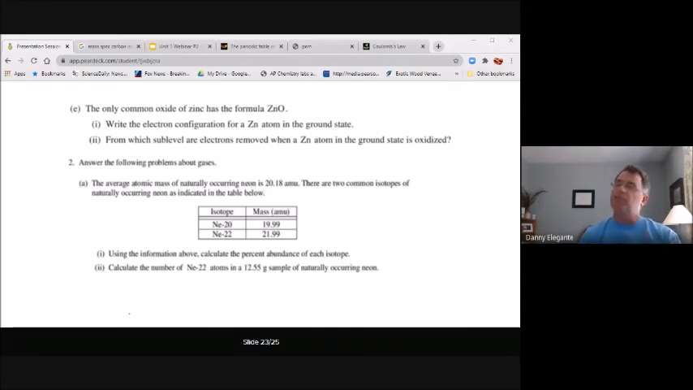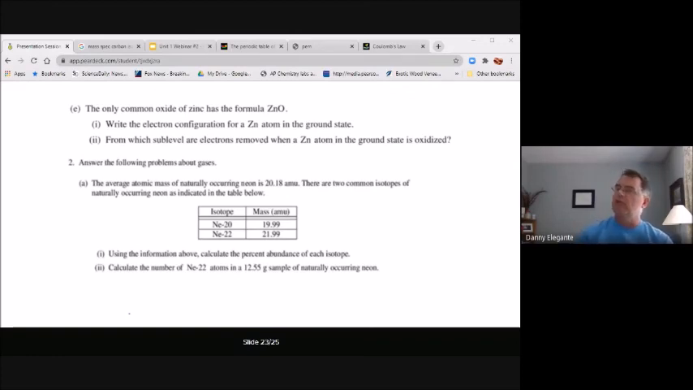So every part before this, part E, so A through D, was talking about a battery, which is way later. That's like Unit 9. But notice that they did throw in a part in here where they said, write the electron configuration for a zinc atom in the ground state. And ground state means just all the electrons where they should be, right?